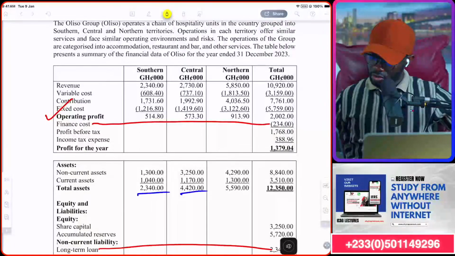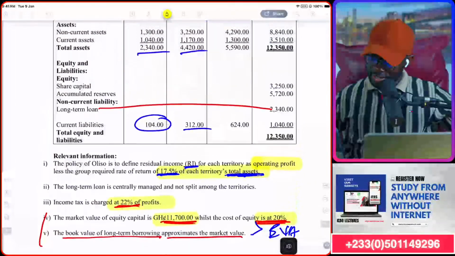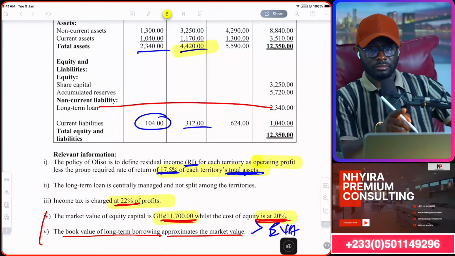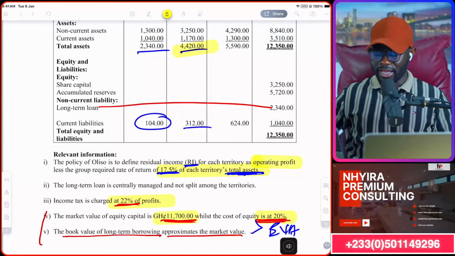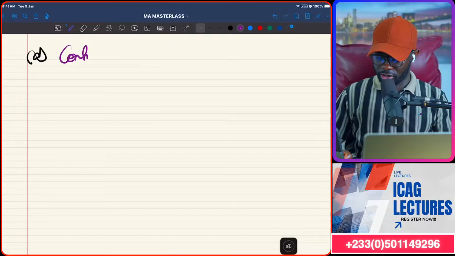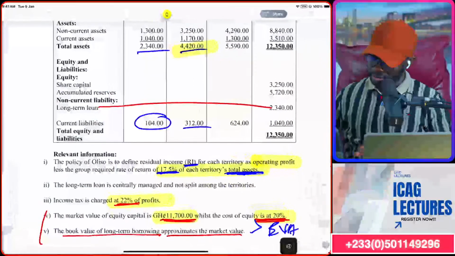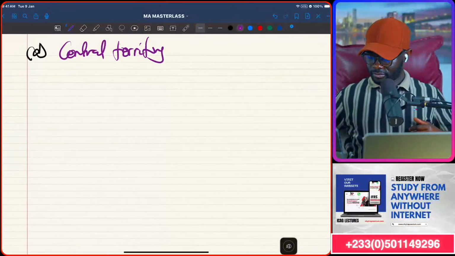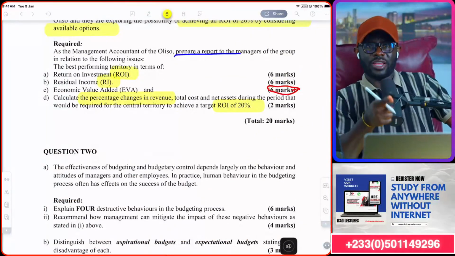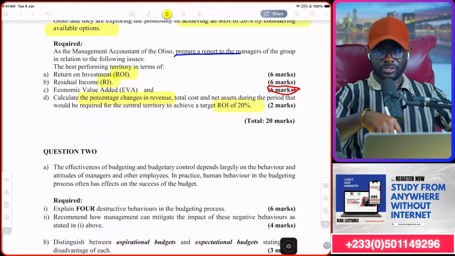If we go back up, their current total assets is 4420. So what should be their target operating profit? Stay with me carefully because we are focusing on the Central Territory, because we are working with some reversal approach concepts. So if the target ROI is 20%, then the question we need to ask ourselves is, what should be the operating profit? Stay with me carefully.